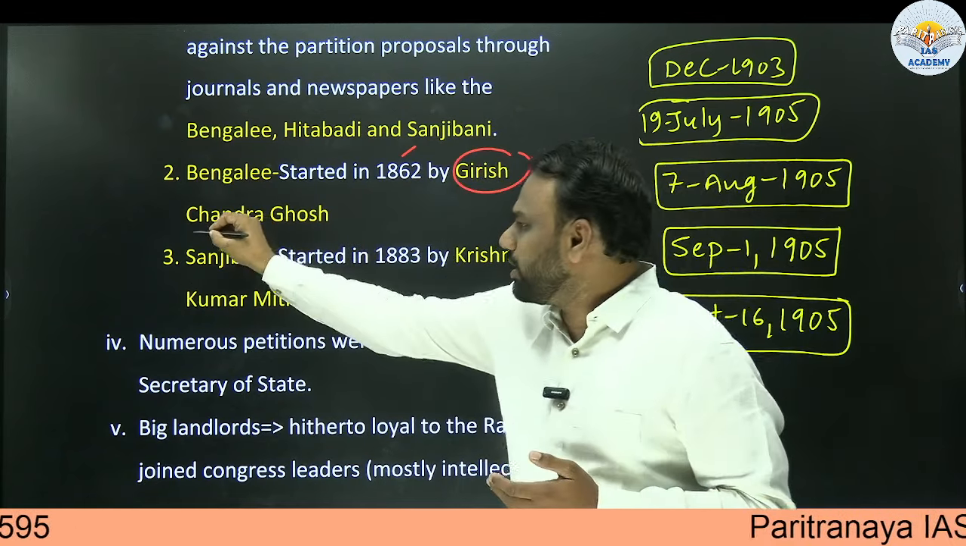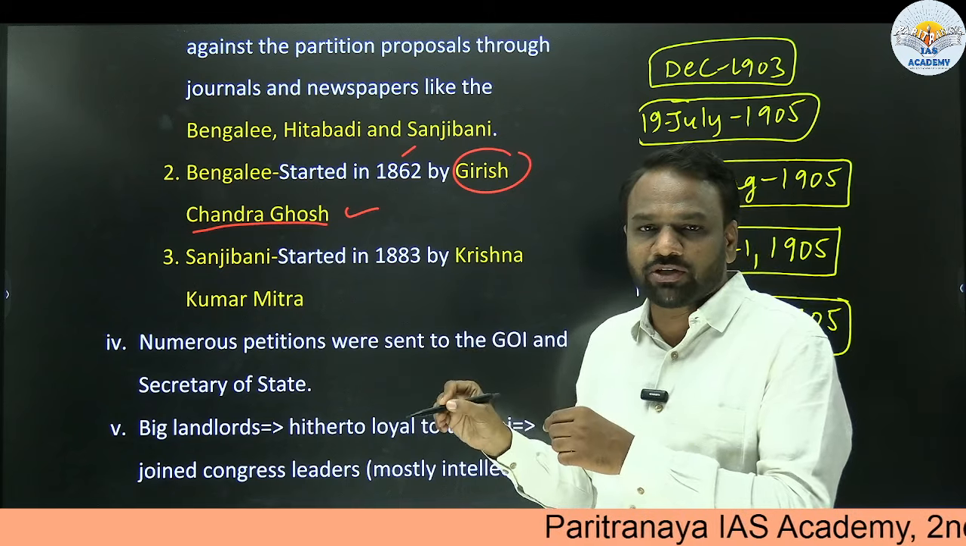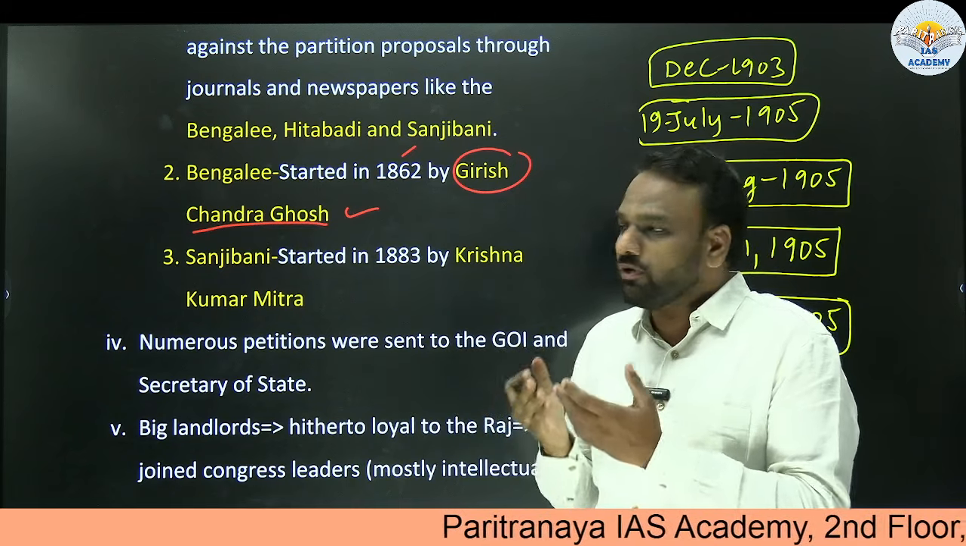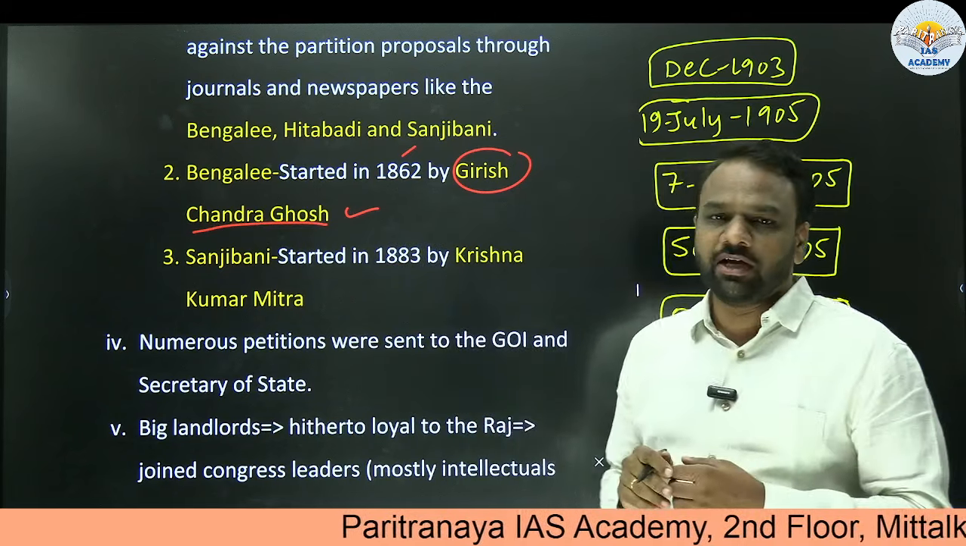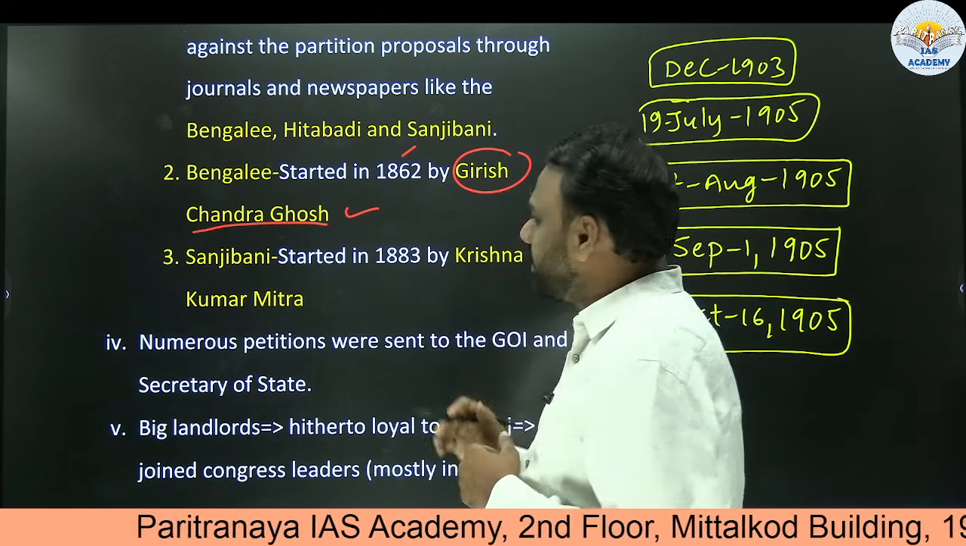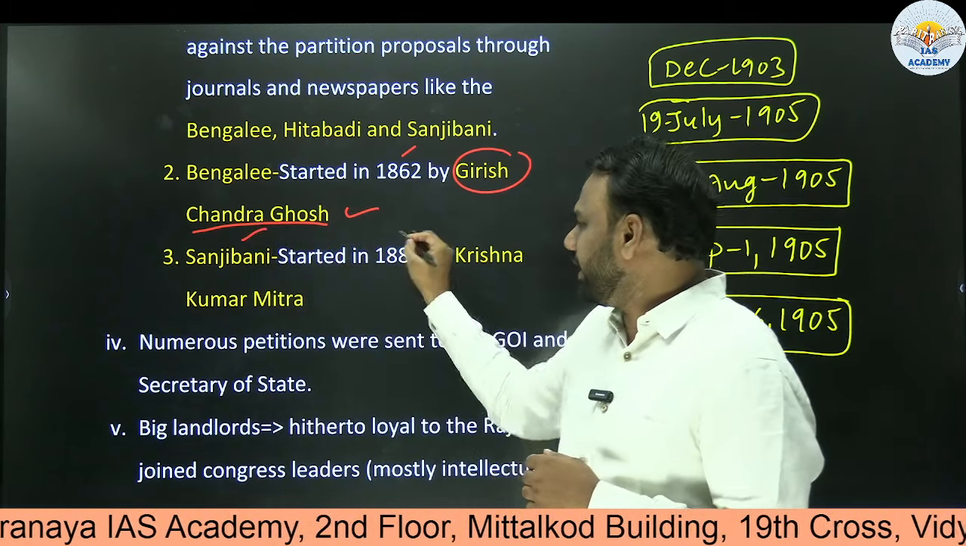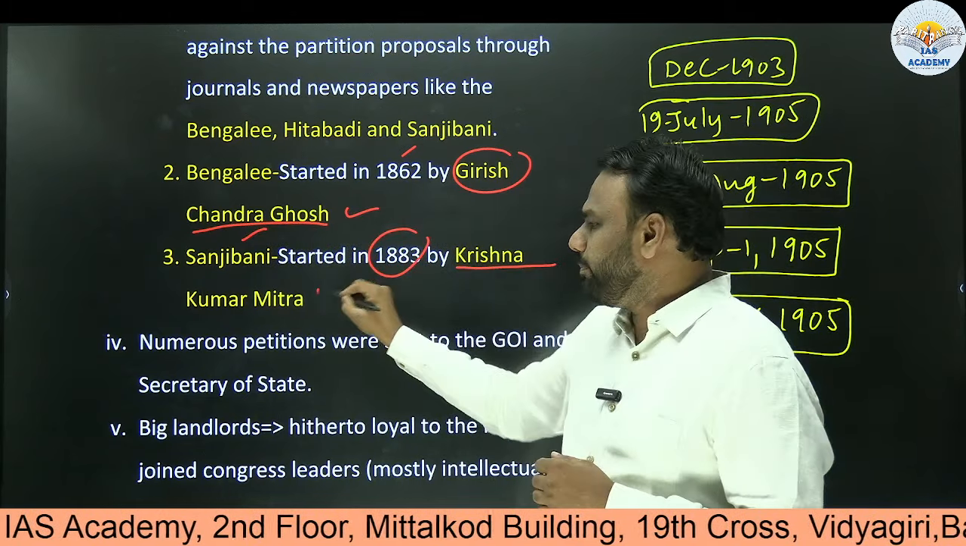Girish Chandra Ghosh. Even if there is a deficit of information in the book, we should explore for more information and add that extra information. So in this context, Bengali was started in 1862 by Girish Chandra Ghosh. Similarly, Sanjeevani was started in 1883 by Krishna Kumar Mitra.